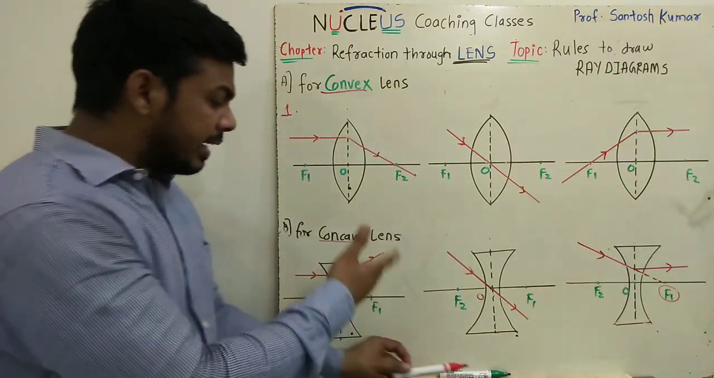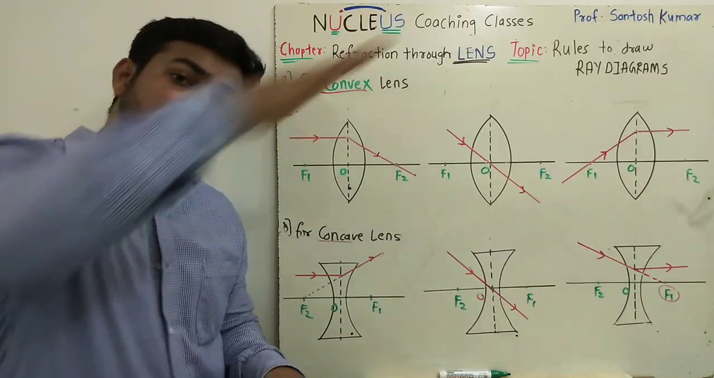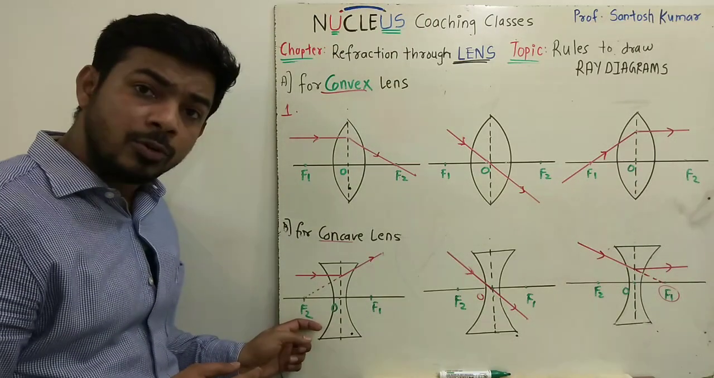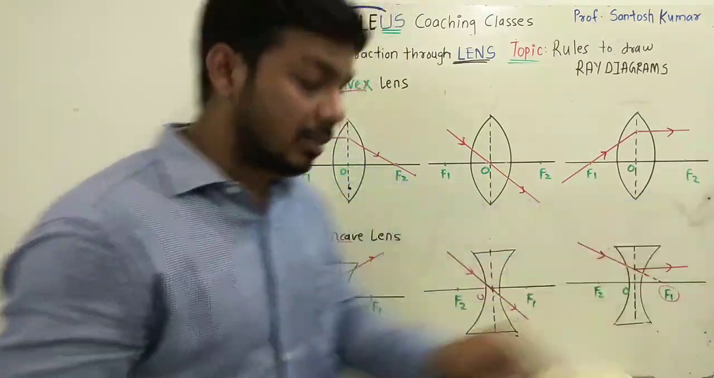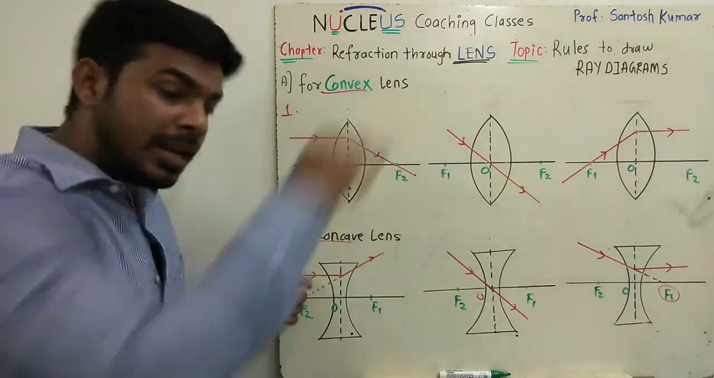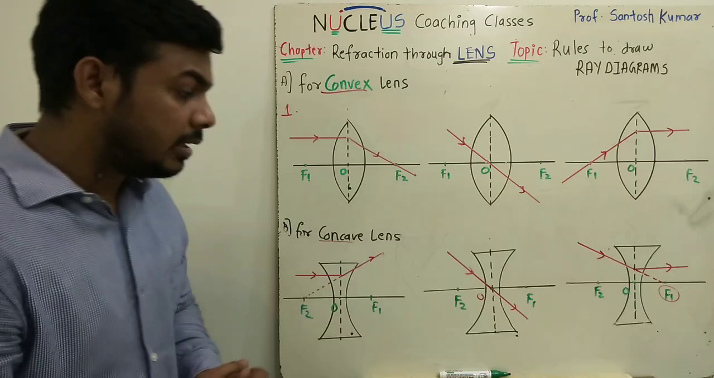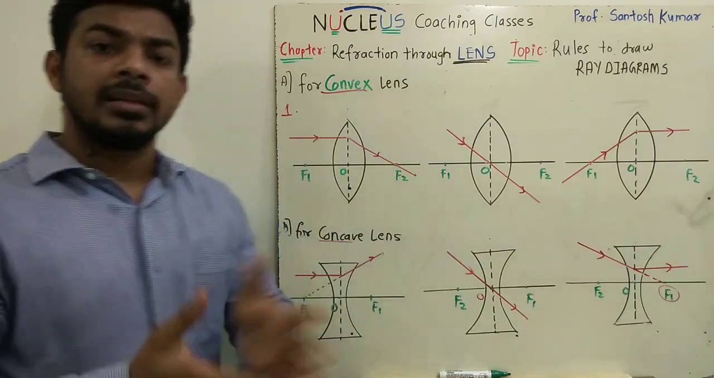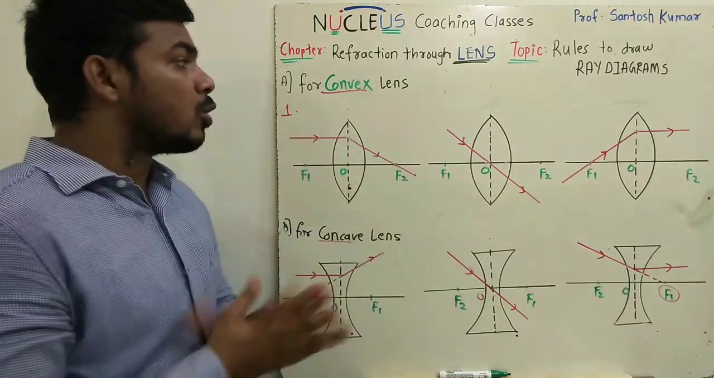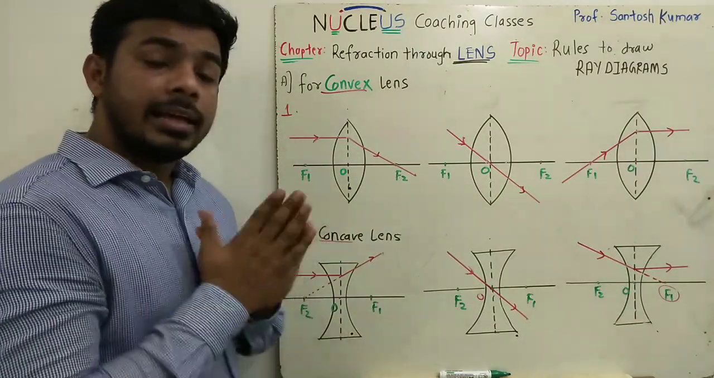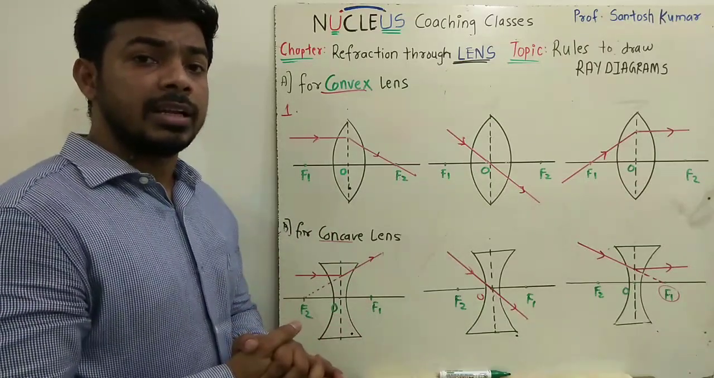So in a simple way, I can tell you that if a ray is traveling parallel to the principal axis, it will appear to be diverging from f2. If it is incident, appearing to be incident at f1, it will travel parallel. So parallel, appears to be diverging; appears to be incident, then parallel; exactly opposite. And if it is passing through the optical center, then it will travel undeviated. So there are three rules each for convex and concave lens, and these rules will help you to draw the ray diagram for convex as well as concave lens.